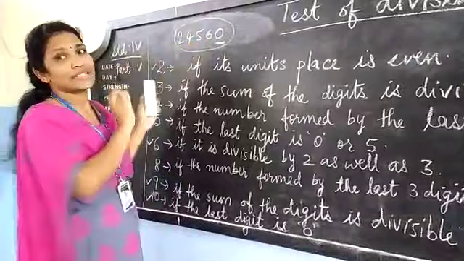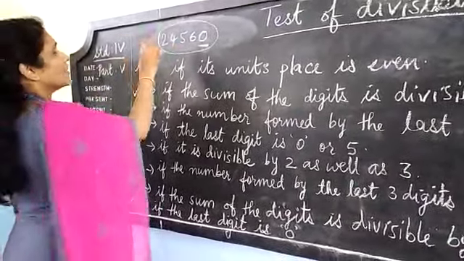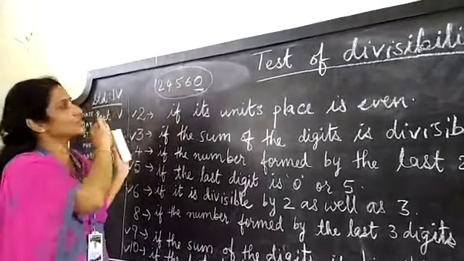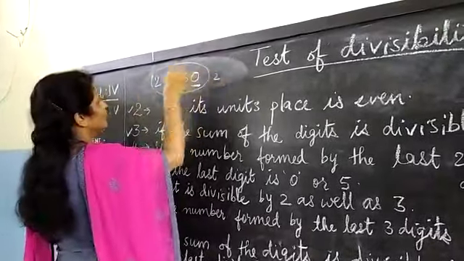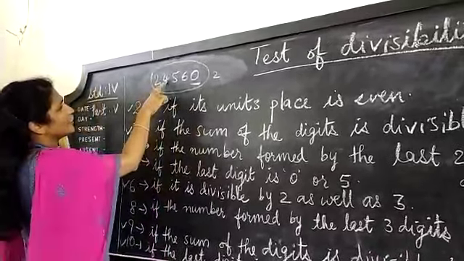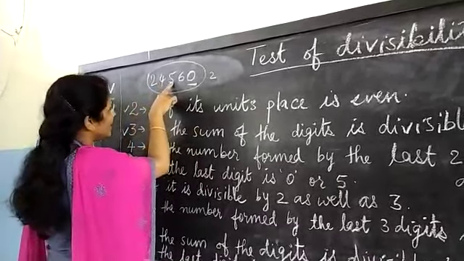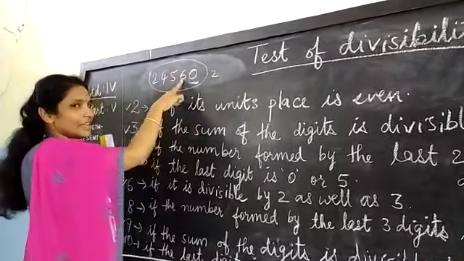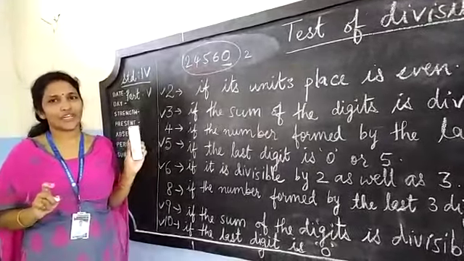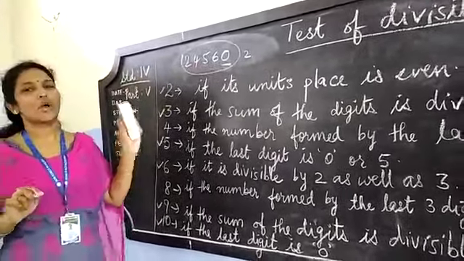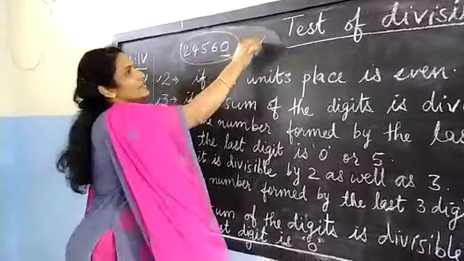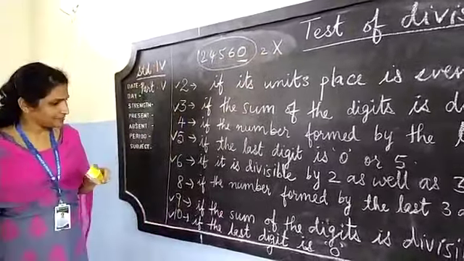We can see whether this number is divisible by 6. First we have to see whether it is divisible by 2. Yes, its units place is 0, so this number is divisible by 2. We can see whether the sum of its digits is divisible by 3. 2 plus 4, 6. 6 plus 5, 11. 11 plus 6, 17. 17 plus 0, 17. 17 is not coming in the table of 3. So this number is not divisible by 3, and therefore it is not divisible by 6 either.